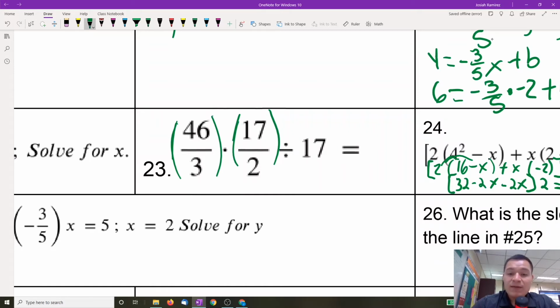The one thing that I would change is if I'm dividing by 17, that is the same thing as multiplying. We're going to change the division to multiplication, and we're going to flip this 17 to be 1/17. Dividing by the whole number 17 is the same thing as multiplying by the fractional version of 17.